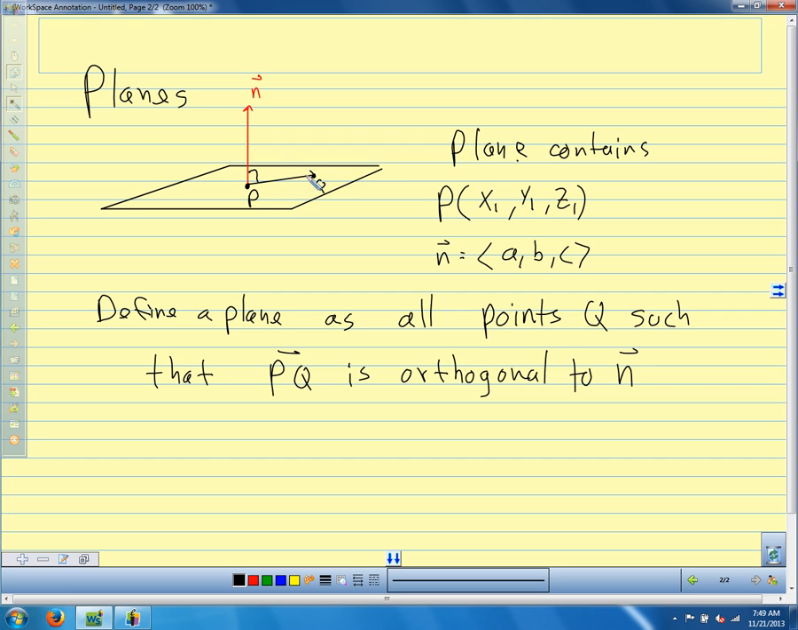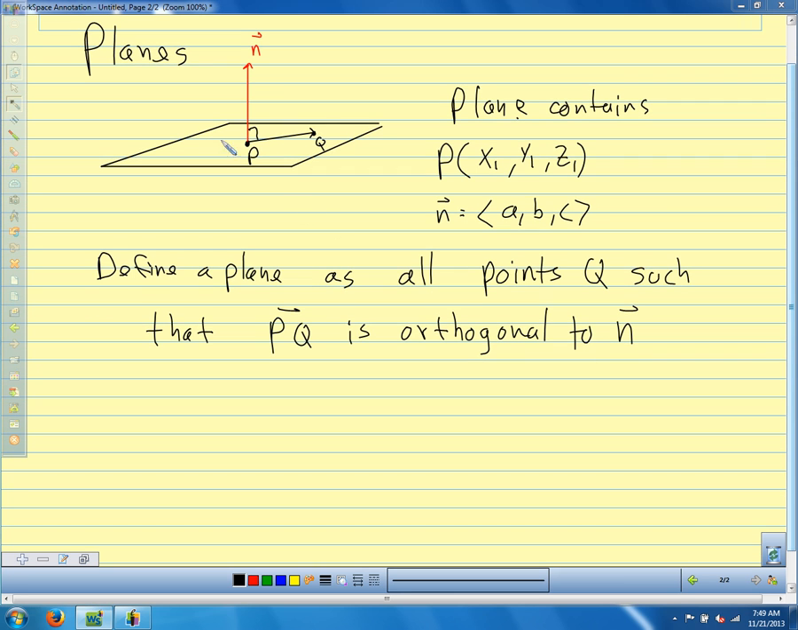So any point we pick that's on this plane, if I draw a vector from our given point to that point Q, that vector PQ is going to be normal to N. That's how we're going to define our plane in space. So because PQ and N are orthogonal, we can say N dot PQ equals what? 0. This is the vector equation of a plane in space.